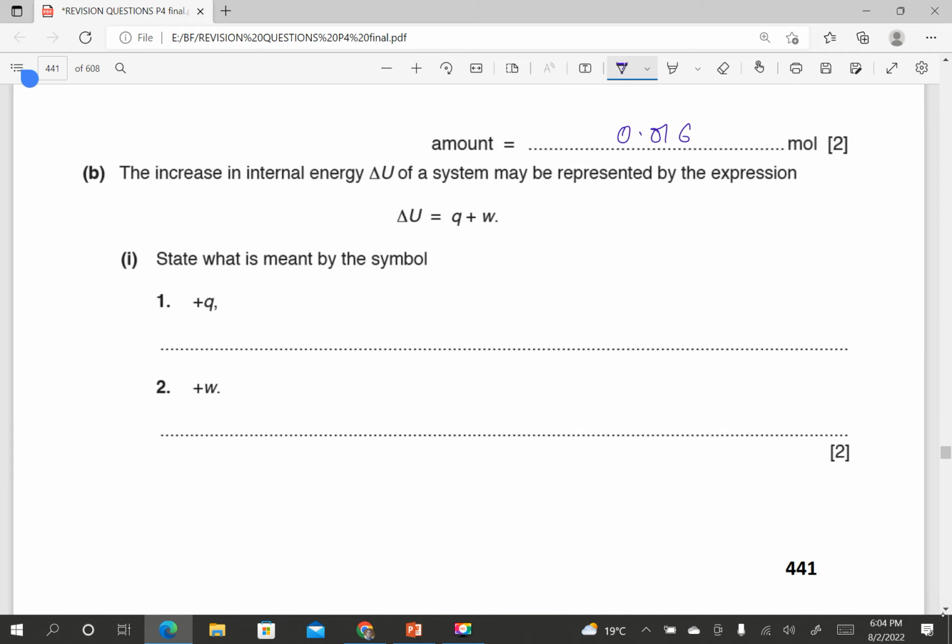Okay, the increase in internal energy of a system may be represented by this equation. Remember, plus Q was heat energy supplied to the system, or heat transfer to the system. Thermal energy absorbed by the system. Heating energy supplied to the system. So it is all ending up in the system. Then positive W, that is work done on the system or to the system. I think that is the sign convention that we are familiar with.